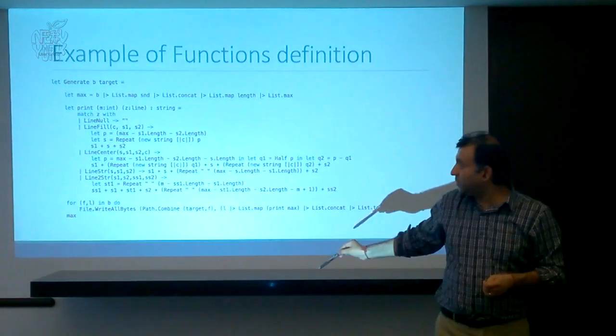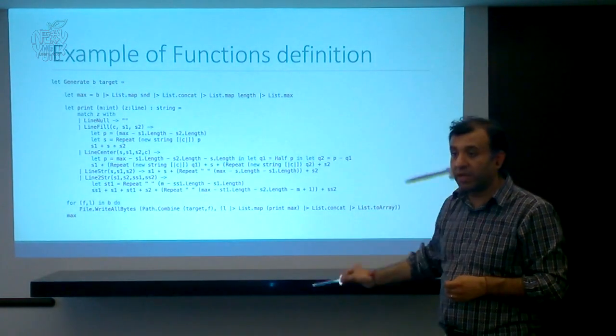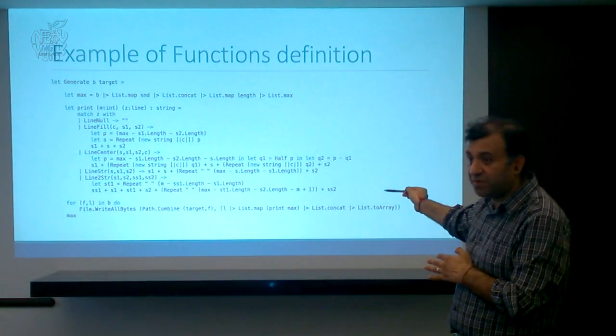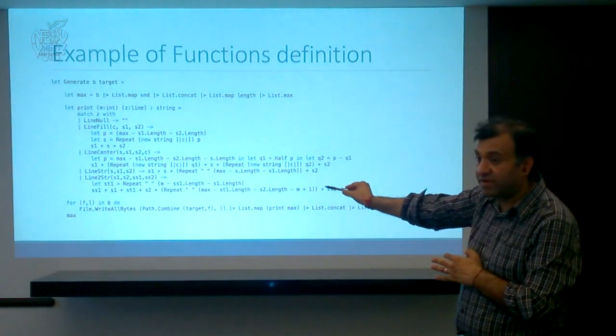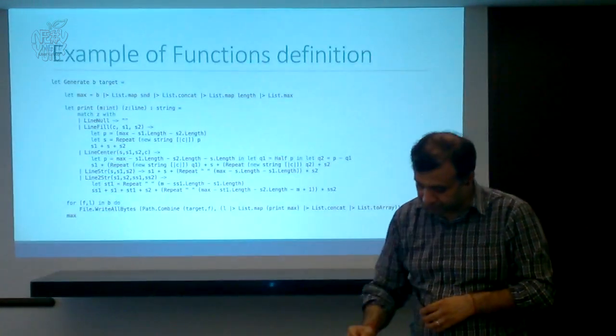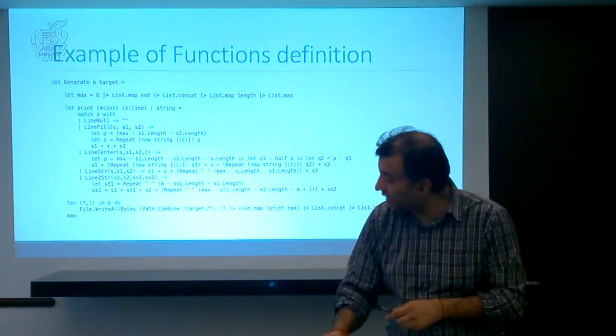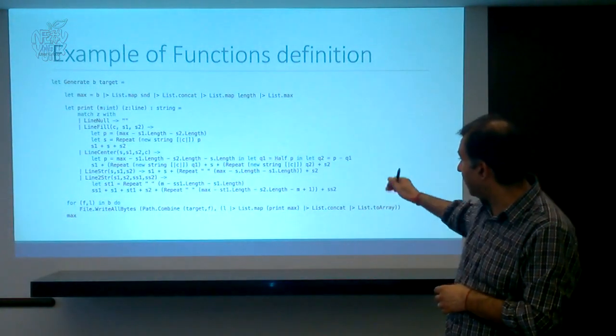So this is how a typical F# function would look like. It will have some intermediate definitions. It might have some side effects in it, and then it has the return value at the end. Questions? Okay, and I'll explain what these piping operators are later on.